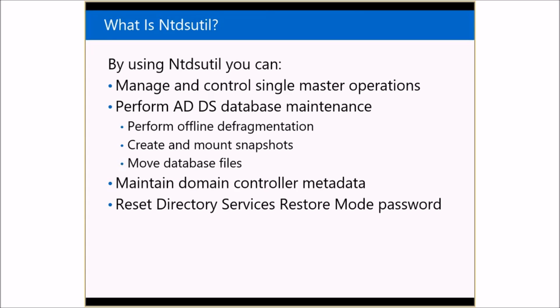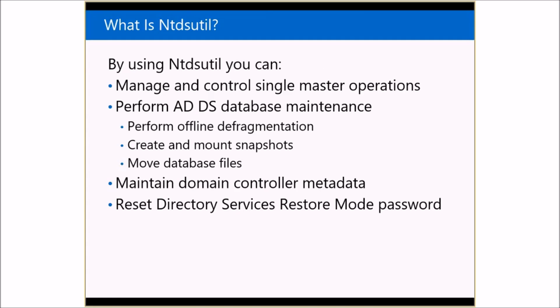We can also perform some Active Directory database maintenance by performing offline defragmentation. We can also create snapshots. You're probably going, what? Snapshots? Didn't we just talk about snapshots? This is a different type of snapshot. This is a snapshot of your Active Directory. Just like we can have snapshots of virtual machines, we can take a snapshot of Active Directory, which is, again, a point-in-time backup of Active Directory.